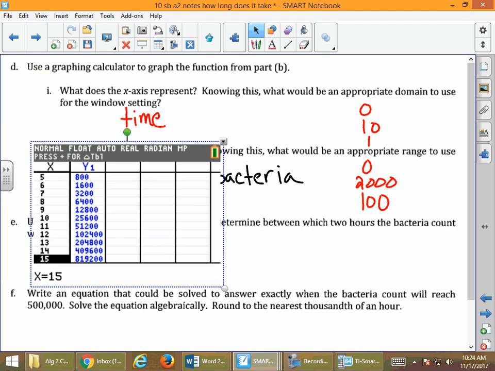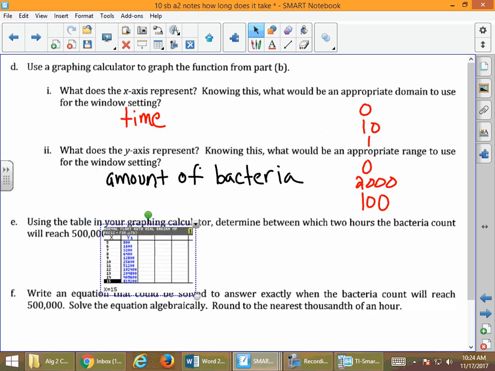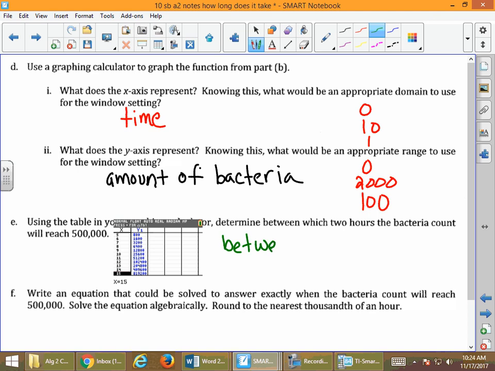I wish I could scroll that in here. I'll scroll it in for a minute, but if I put it in here, it's going to be very small. Let's see. I'll try it anyway. Using our calculator, you can't see it very well now, but our answer here is between hour 14 and hour 15. In fact, it's going to be somewhere in the 14 hours because it's already at 409,600. So we don't have that much more until we get to 500,000.